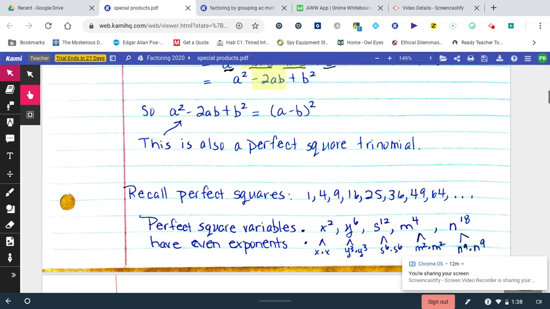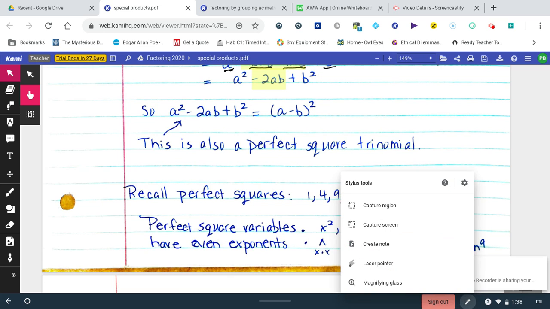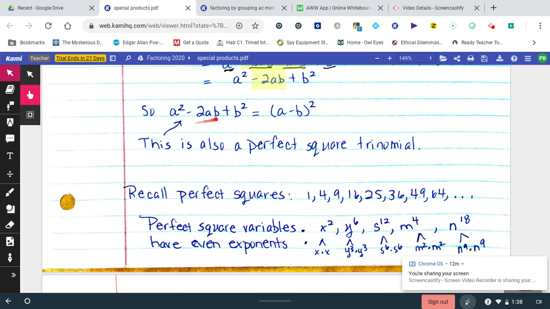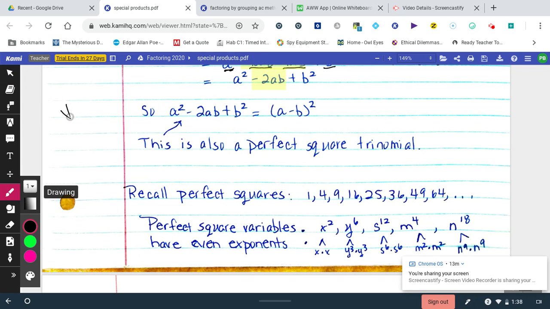Okay, now let's continue to see if this middle term fits the rule that it's twice the square root of the first term and the square root of the last term. What is the square root of a squared? Okay, the square root of a squared is simply a. The square root of b squared is simply b. So twice that product will be twice ab.